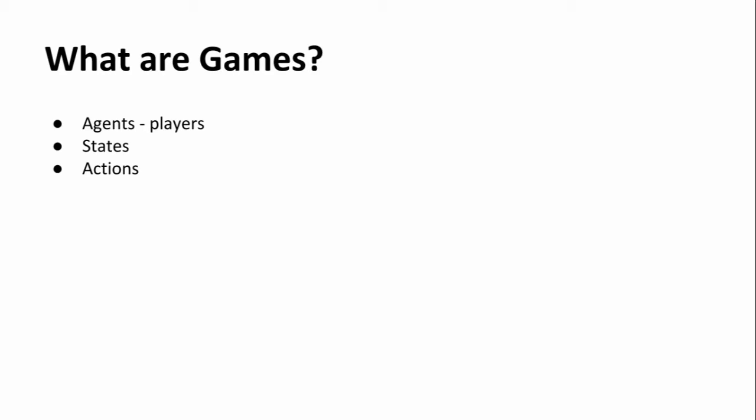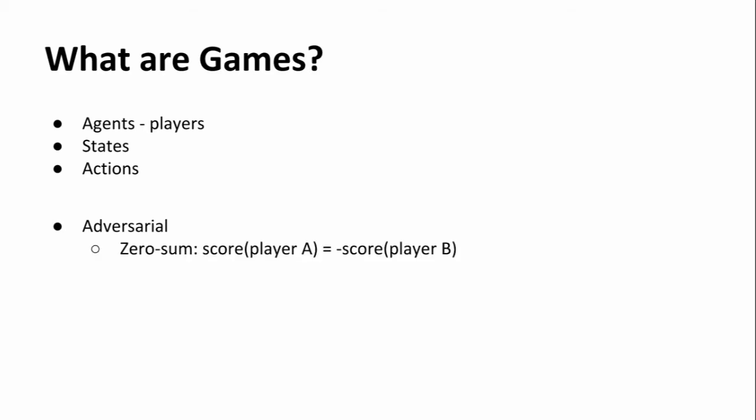Then there's going to be a couple of different kinds of games that we're going to look at. So the first one is the adversarial game. You can think of this as something like chess, where there's two players and they're playing against each other. We also call these zero-sum games because for adversarial games, the score of one player is going to be opposite to the score of the other player. So what that's saying is if player A wins, then player B loses. There's no scenario where both of them can win.